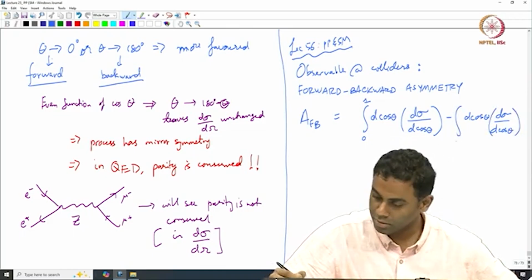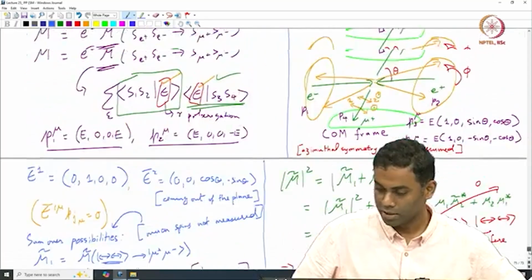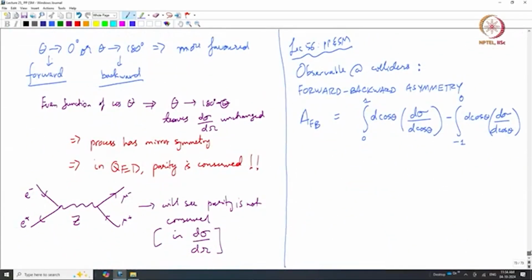What is the backward direction? Cos theta from minus 1 to 0. That is clear, again from this picture. All of this is cos theta from 0 to 1, and all of this is cos theta from -1 to 0. That's literally what I'm doing. I'm taking events from the forward direction and subtracting from them the events in the backward direction.